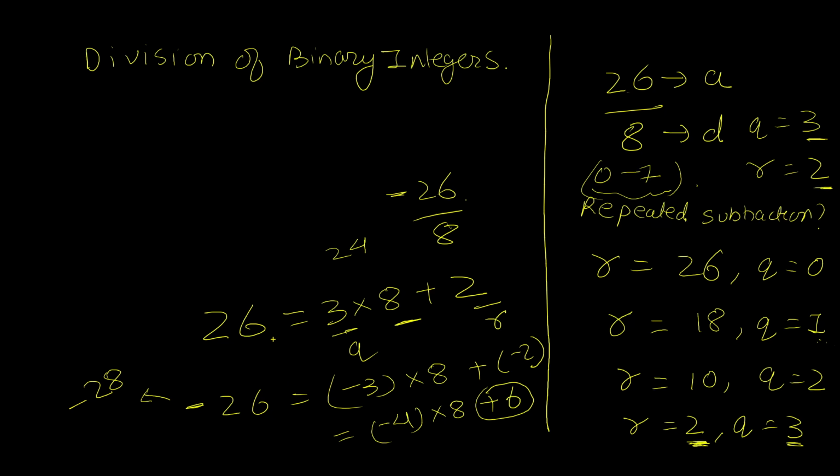So I'm doing the same thing here. I'm looking at a multiple of 8 that is just smaller than -26, and that in my case would be -32. And doing that leaves me a positive remainder of 6.